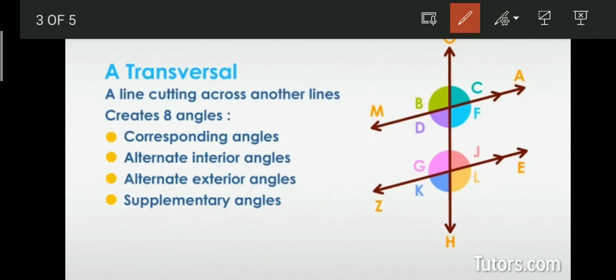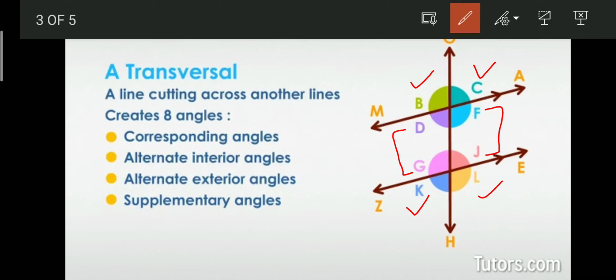If we talk about corresponding angles, first of all I want to tell you about interior and exterior angles. The angles which are formed inside, in between two lines, are called interior angles. So here D, F, G, J are 4 angles which are interior angles, and angles B, C, K, L, these 4 angles, are exterior angles. They are not in between two lines, so they are exterior angles.